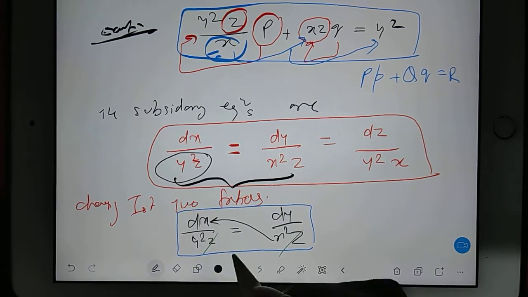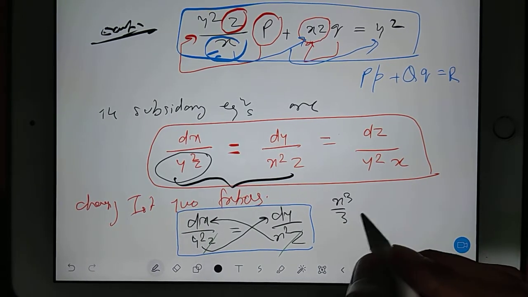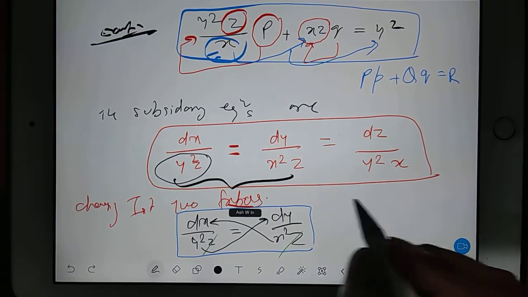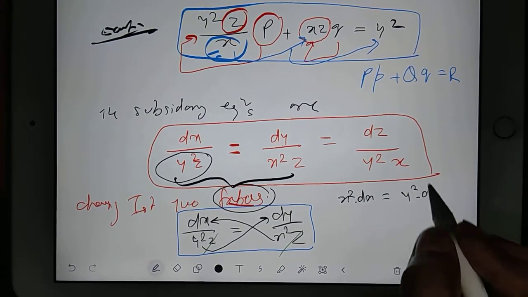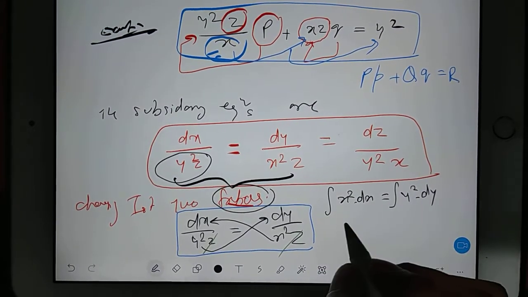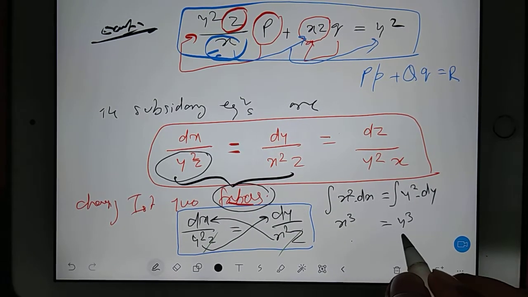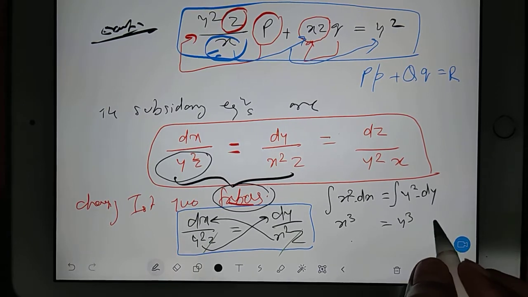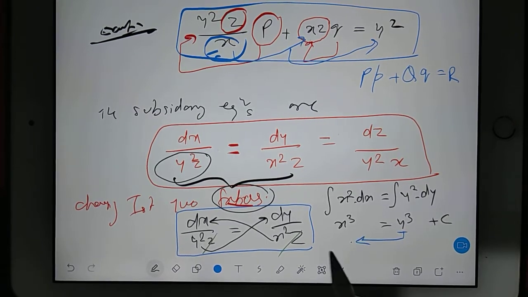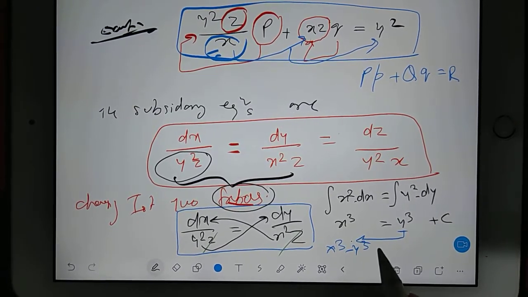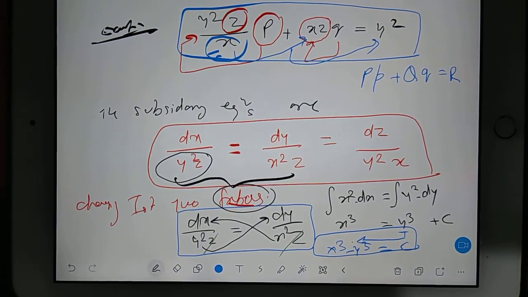Means this x square you multiply this side, this y square multiply this side. Don't write directly, otherwise you'll be confused. So it is like x square into dx is equal to y square into dy. When you integrate this, you will get x cube by 3, and here you will get y cube by 3 plus one extra constant. So x cube minus y cube is equal to any constant. This you got as your first value by using the first two fractions.